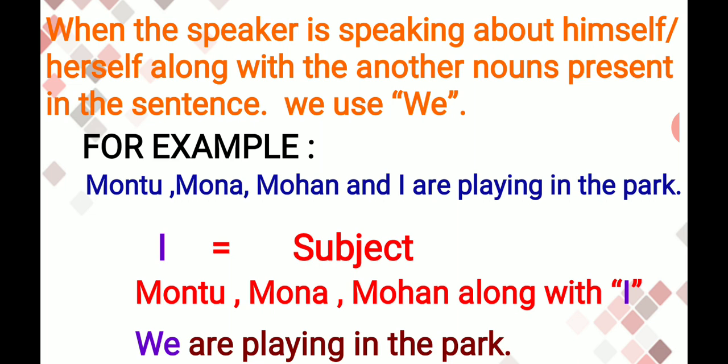another word, meaning the pronoun, for this sentence, always use we. We are playing in the park. Now you can understand that whenever I is in the sentence, we use we for the pronoun.